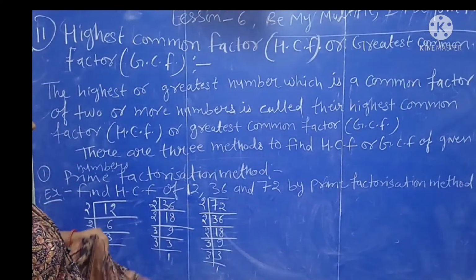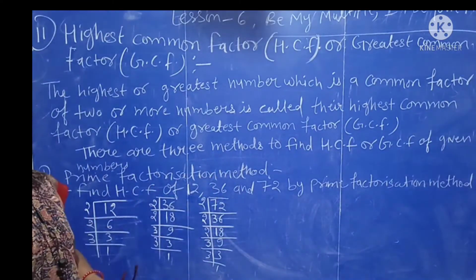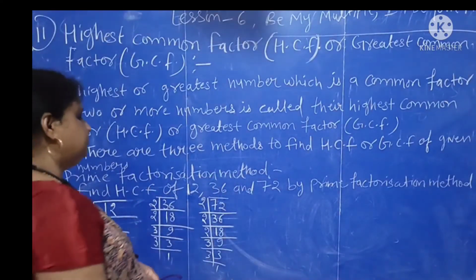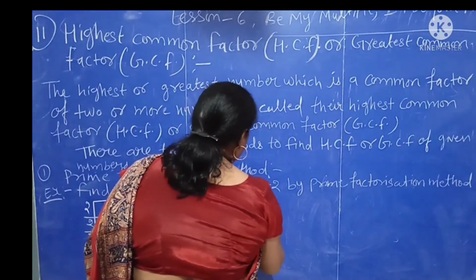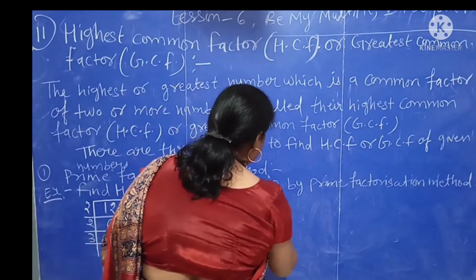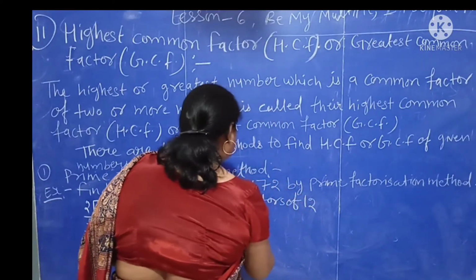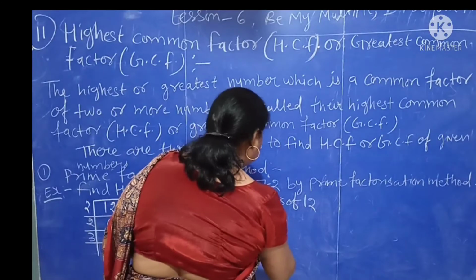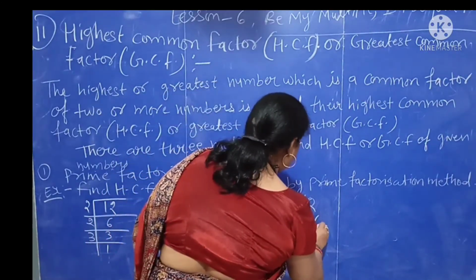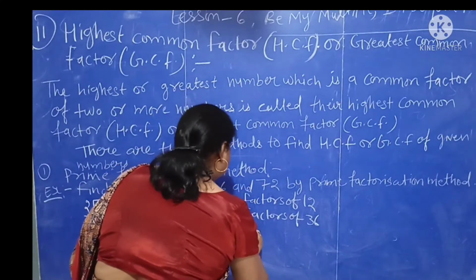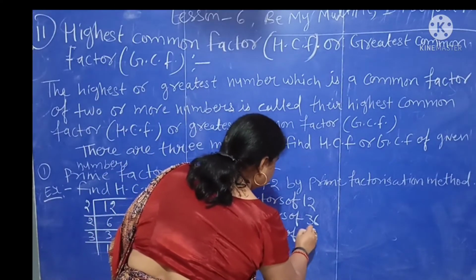Now we have to find the highest common factor of 12, 36 and 72. So let's find. First we write here the factors of 12. Next we write factors of 36. Next we write factors of 72.